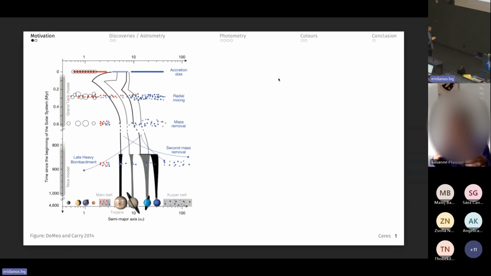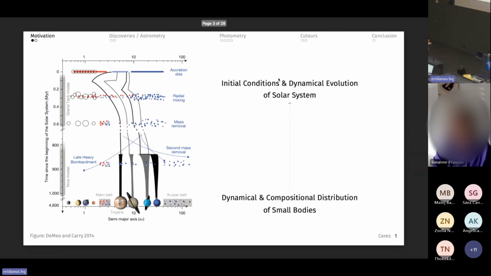So now we jump to the present time. We don't care too much about the details here. And what we have is now in the main belt, we have rocks of different compositions, even compositions from those which did not form there, but which were later implanted from the outer solar system. And this is why we can use the dynamical and the compositional distribution of small bodies today to learn about the initial conditions and the dynamical evolution of the solar system. And we can use it to answer big questions.